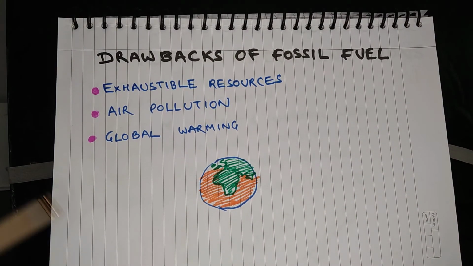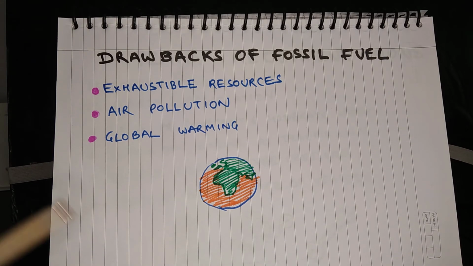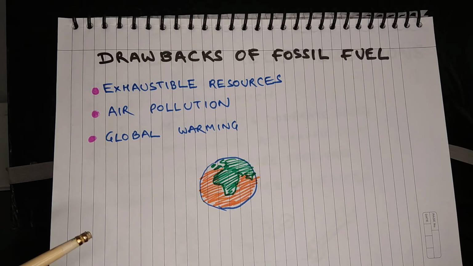Drawbacks of fossil fuel. Fossil fuels are exhaustible resources, which means the speed at which we are using fossil fuels, they are going to get exhausted in nearby future, maybe in 100 years from now. Then burning of fossil fuel releases carbon dioxide gas, which causes air pollution, and excess concentration of carbon dioxide in air results in global warming, and global warming is responsible for drastic and sudden changes in weather patterns, and because of this we are getting more instances of cyclone and flash floods in various parts of the world.